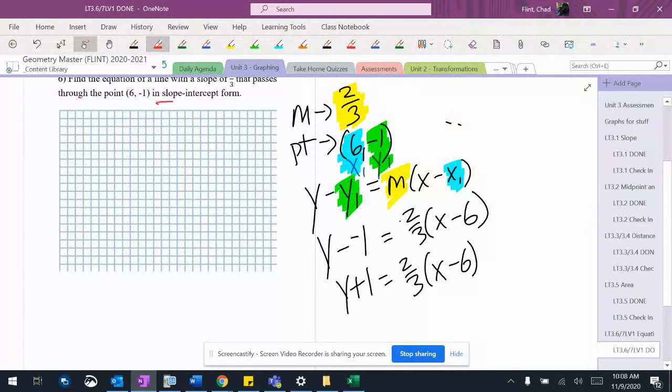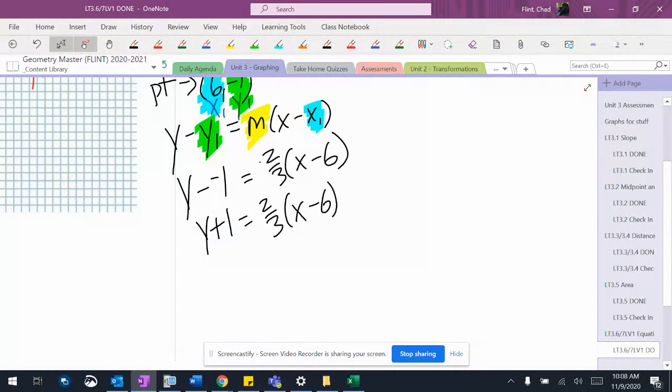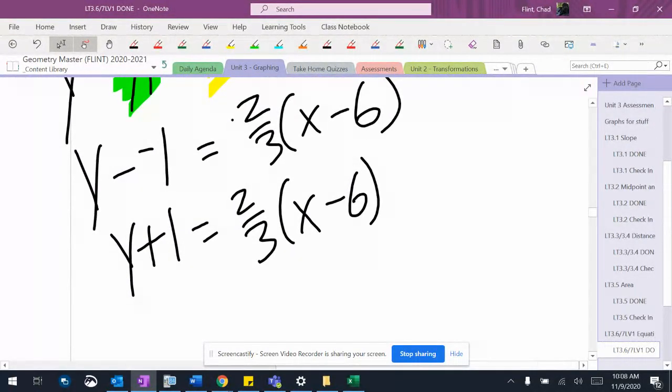But notice this says in slope-intercept form. That means y equals form. All right, so I should have that thing just y equals something. So there's some algebra to be done. All right, and this is where I've got to be careful because I have the right equation. Now I've got to mess around with it algebraically and get it correct. So I have to distribute that 2/3.